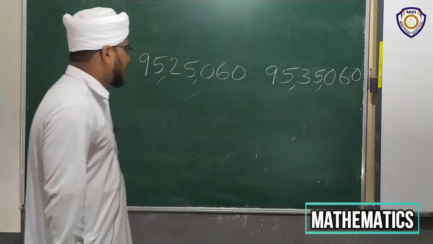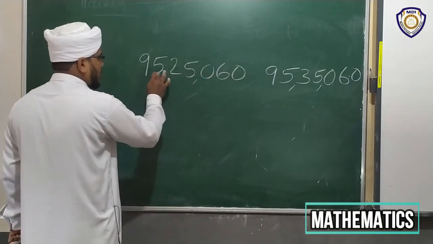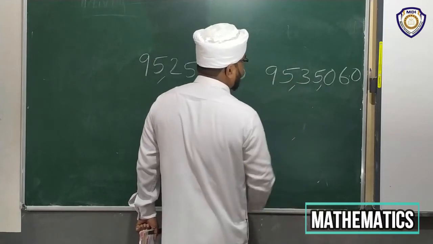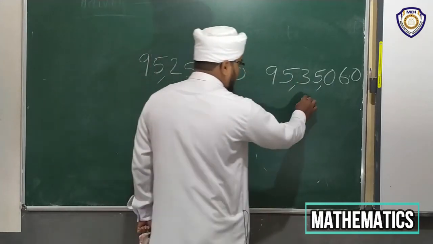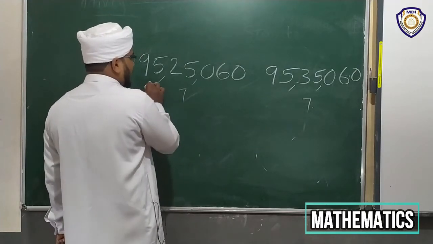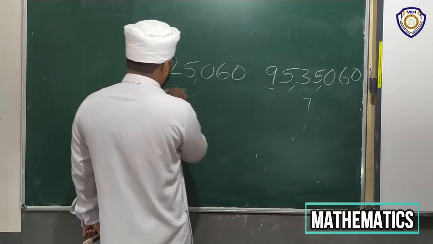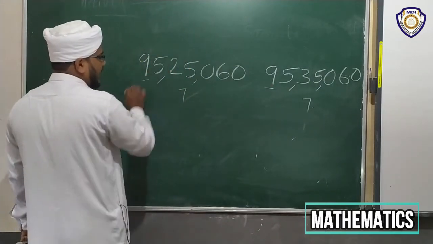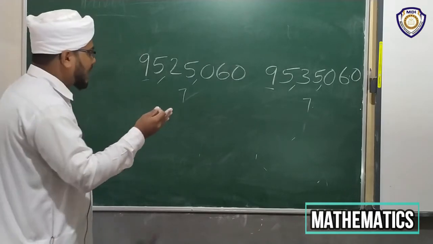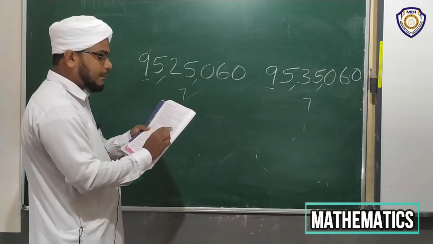How many digits are there? Here 1, 2, 3, 4, 5, 6, 7. Both numbers have 7 digits. Then we have to compare the left digits. Here 9, here 9. Both are the same. Here 7. Then we take the next place and compare it.